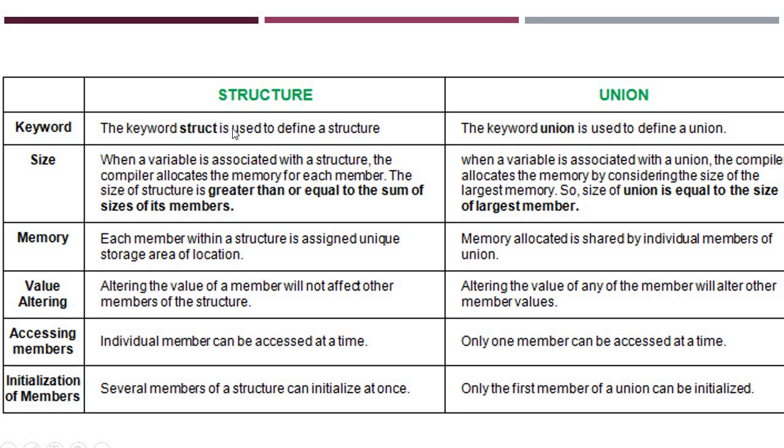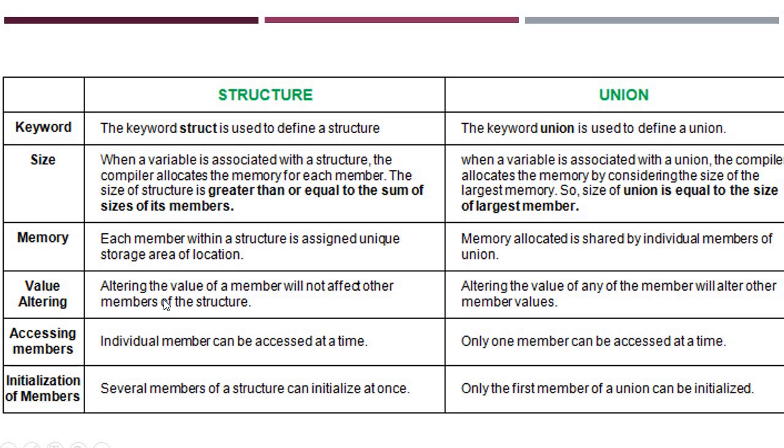And this is the difference. For a structure, the keyword struct is used; this is the basic difference, as we know very well. For a union, the keyword union should be used. Regarding size, the size of a struct is greater than or equal to the sum of the sizes of its members, whereas the size of a union is equal to the size of its largest member. Regarding memory, each member of a structure is assigned a unique memory area, whereas in a union the common memory is shared by all the members.